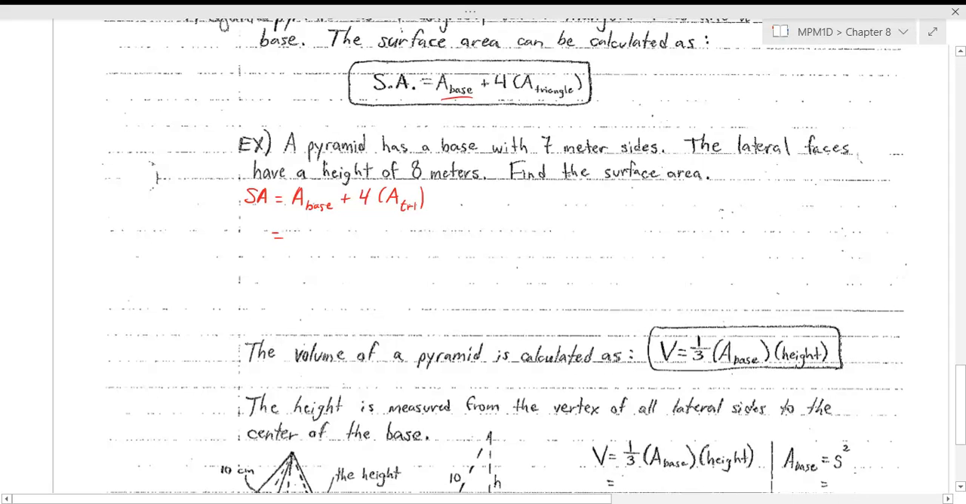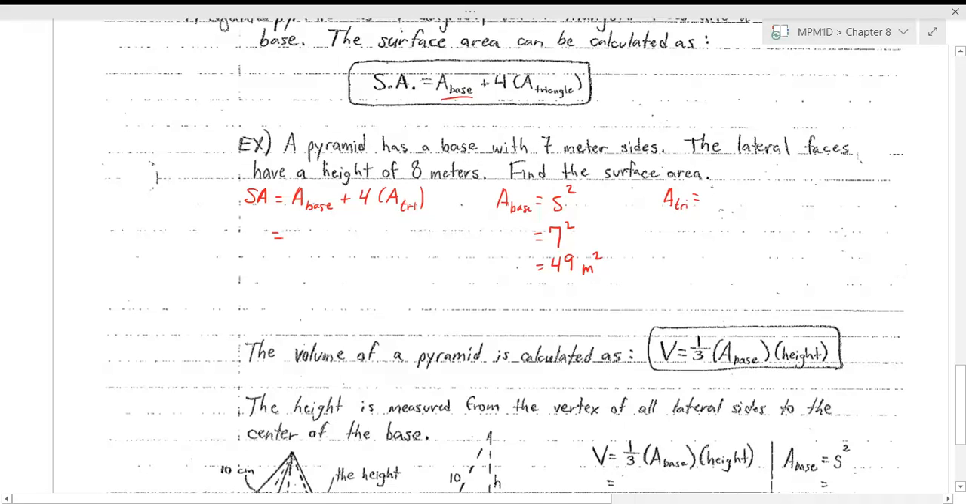Now, let's go over here and do some calculations first. What is the area of the base? And what is the area of each triangle? So the base is a square, and it says it has 7-meter sides. So squares are s squared. The side length is 7. Then we're looking at an area of 49 meters squared. Triangles, let's see, the lateral faces have a height of 8 meters.